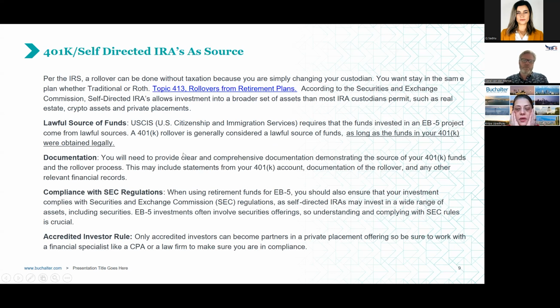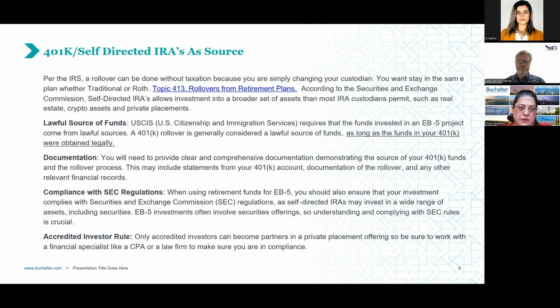Right now, this one, I don't know if you all have encountered this, but this is becoming very, very popular, particularly amongst those that are in the US on H-1B, using 401k and self-directed IRAs as a source of funds. This is wildly popular right now. I think it's something that we've seen maybe within the last year.